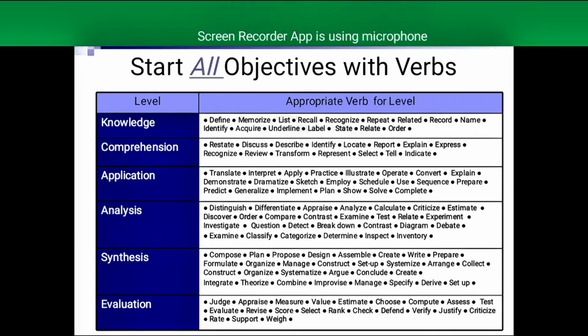And the last, the 6th stage, is evaluation: judge, appraise, measure, value, estimate, choose, compute, assess, test, evaluate, revise, score, select, rank, check, defend, verify, justify, criticize, rate, support, weigh.